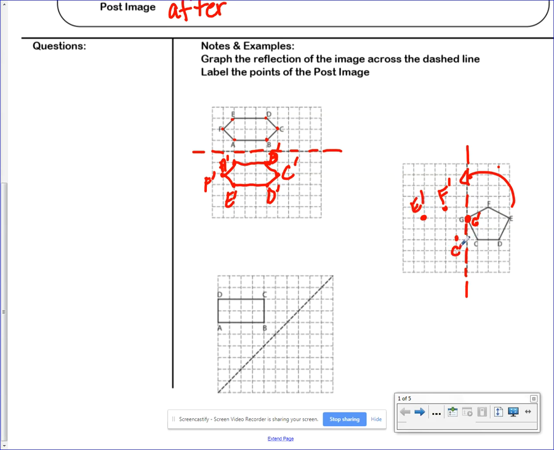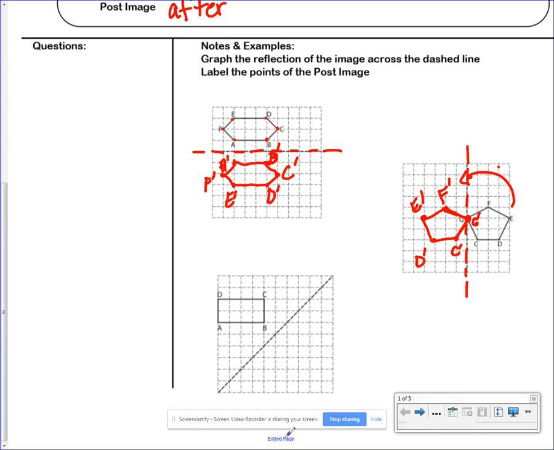C prime is there, and D prime is 3 units away. And then connect these points to create that reflected pentagon, which is reflecting across that line.